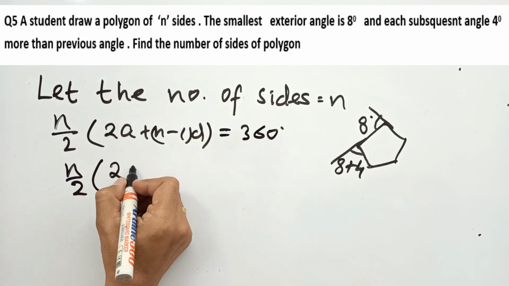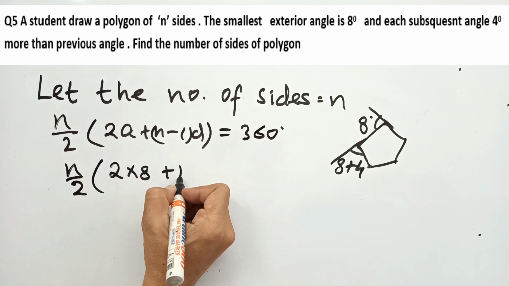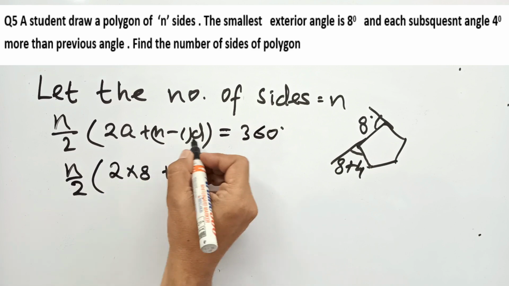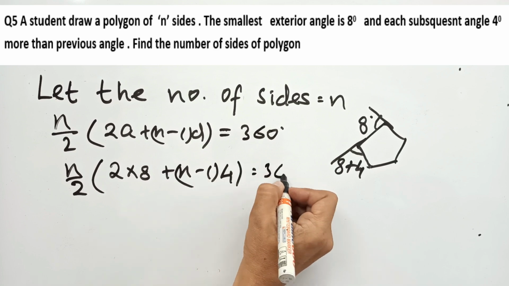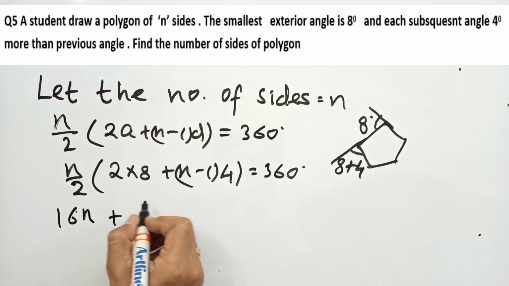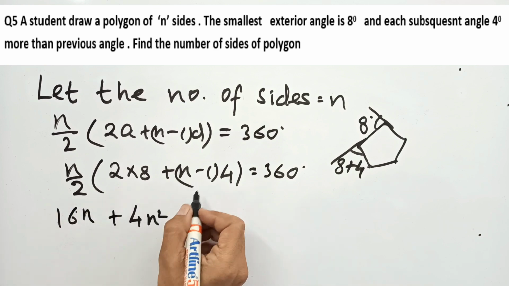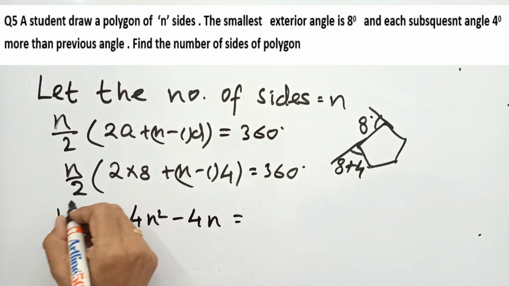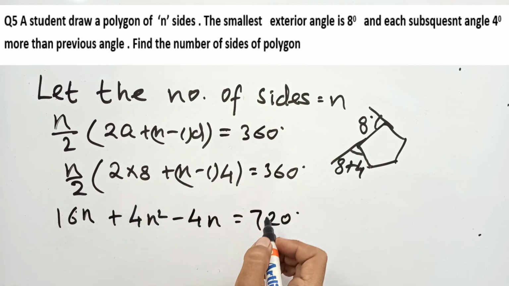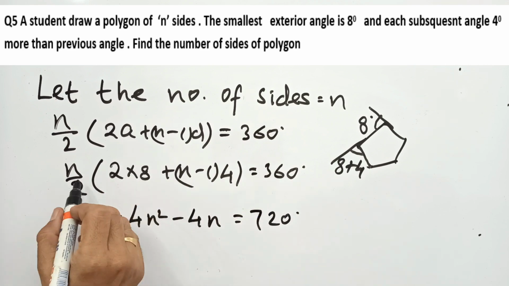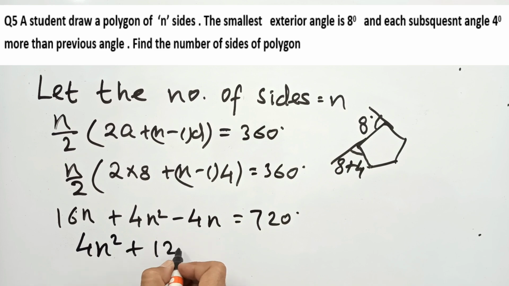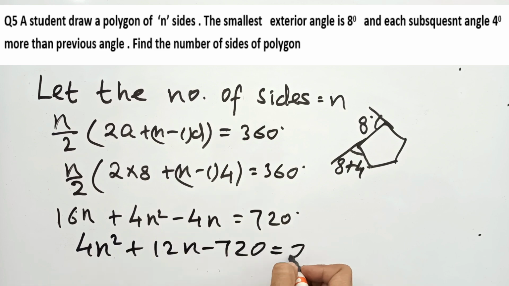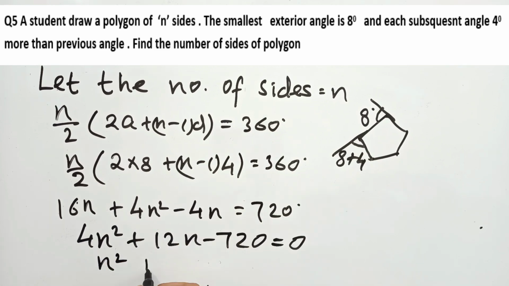2a, the first term is 8, and the common difference is 4. Cross multiply, 2 times 360 is 720, it is 16n, then 4n square minus 4n. We can reduce it by dividing by 4.